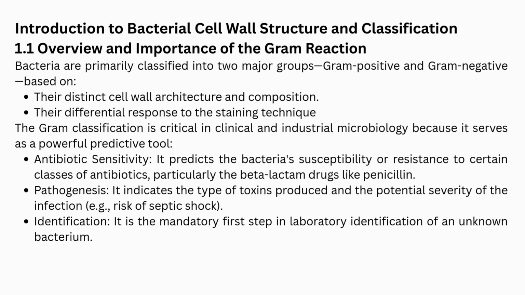Introduction to bacterial cell wall structure and classification. 1.1 Overview and importance of the gram reaction. Bacteria are universally classified into two major groups, gram-positive and gram-negative, based on their distinct cell wall architecture and composition, and their differential response to the gram staining technique, developed by Hans Christian Gram in 1884.